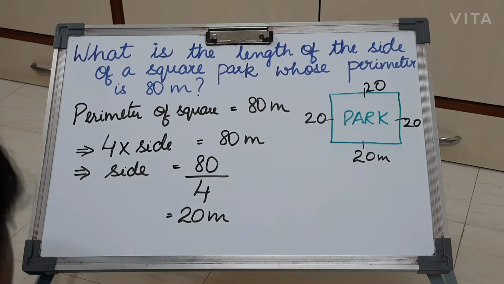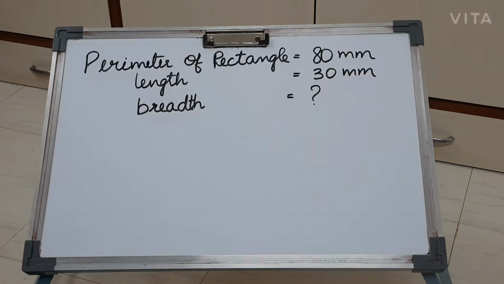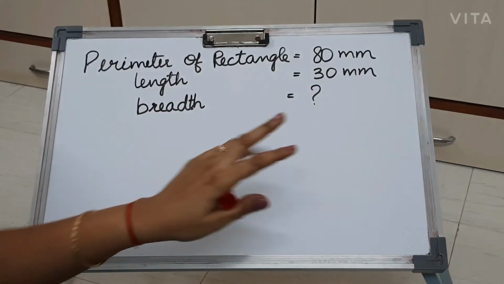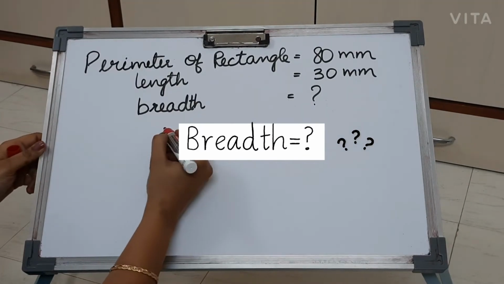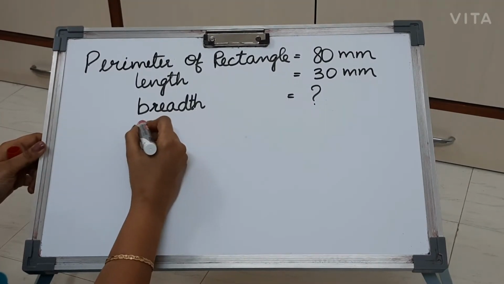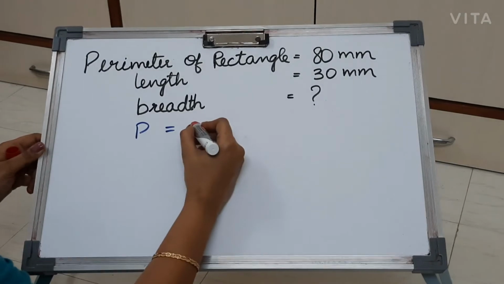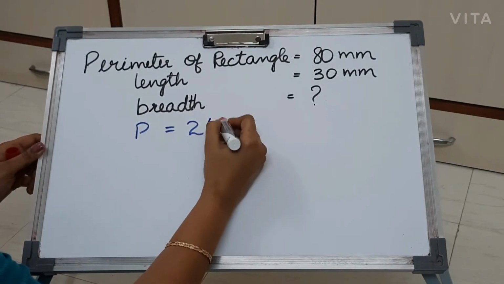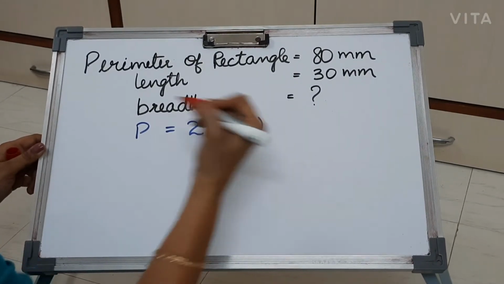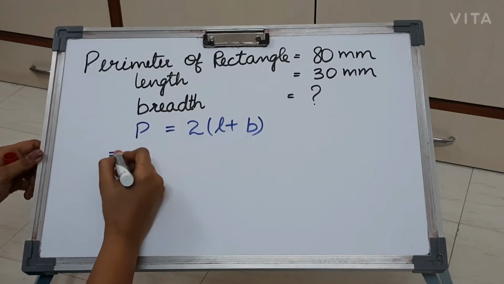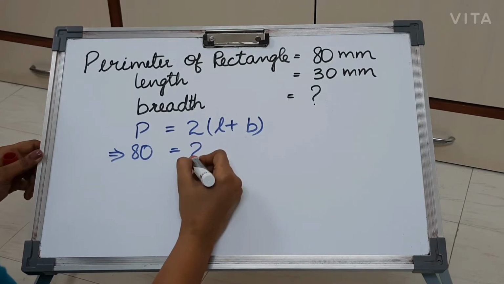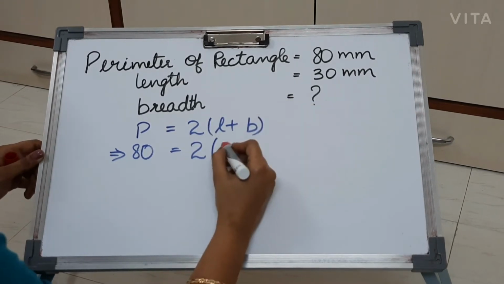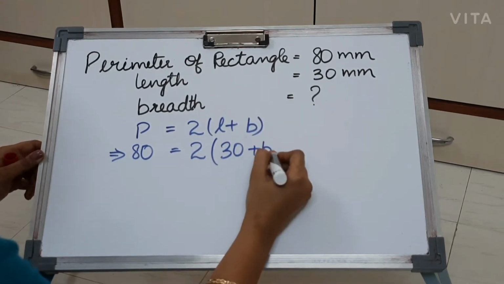Coming towards the next type. Now the question is, if the perimeter of a rectangle is given, length is given and we have to find the breadth. So how will we solve it? Let's check. Shortly I will write here, perimeter of rectangle is equal to twice length plus breadth. Okay. So what is the perimeter? Given here is 80. 2 we will write as it is, the value is 30 plus breadth.